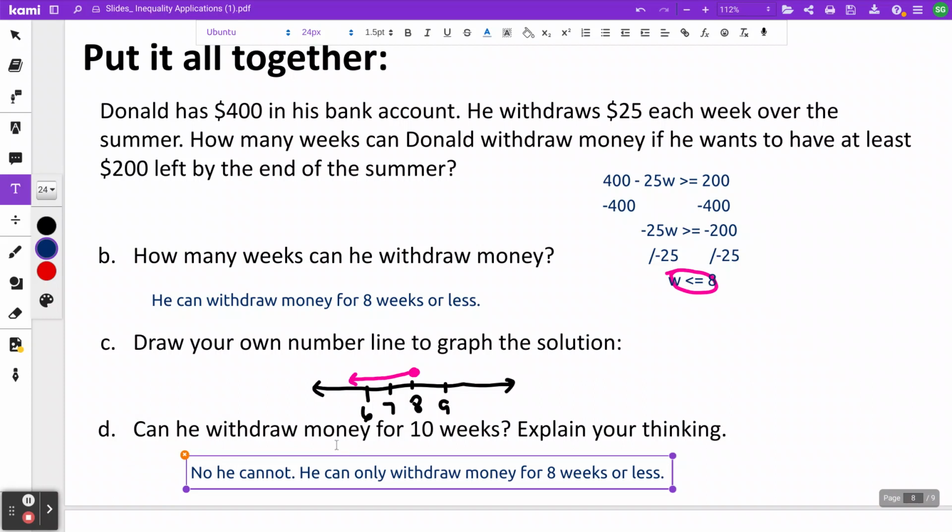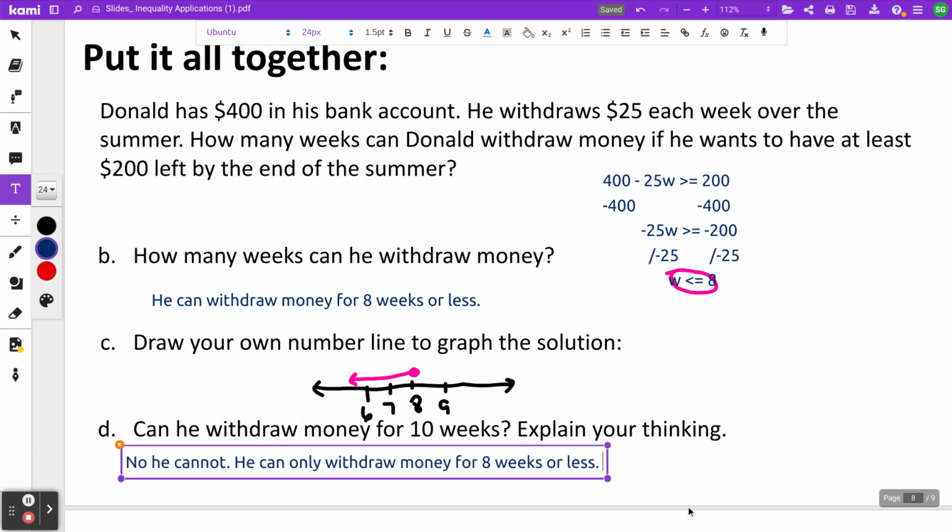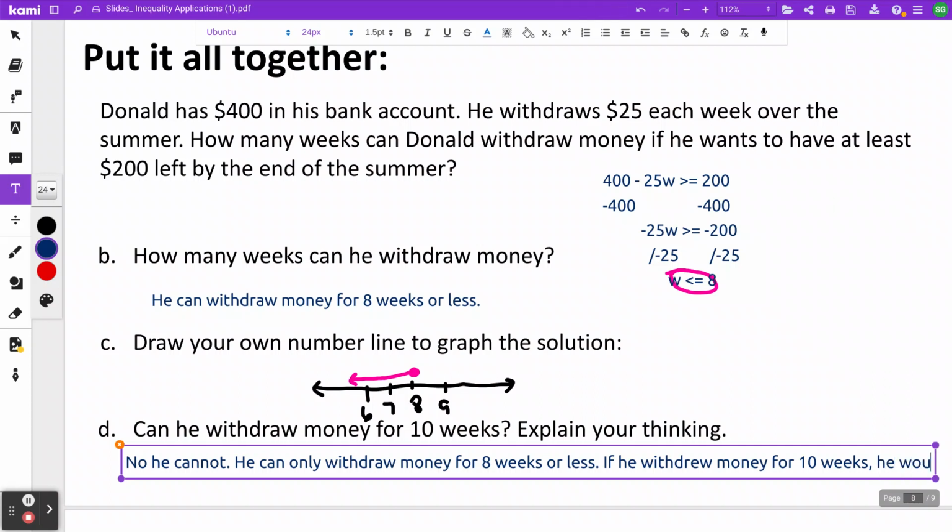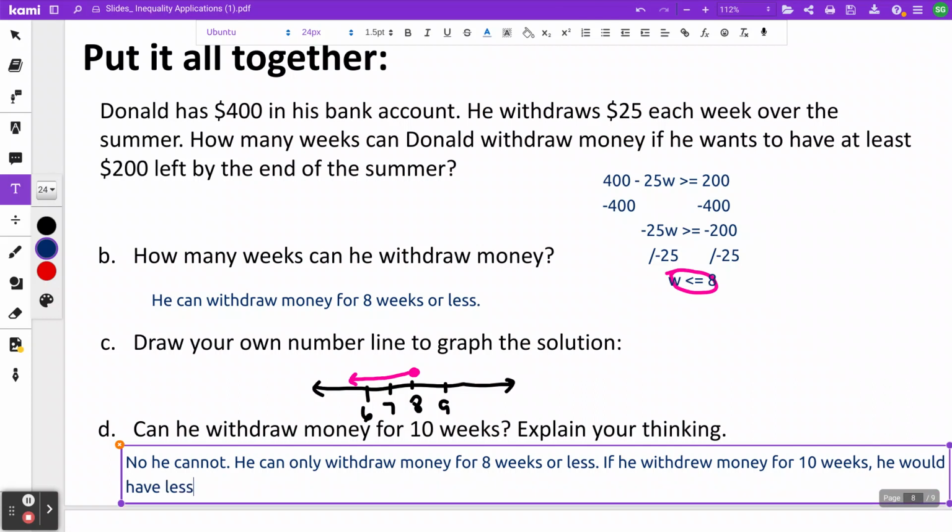You could even take it further, though, and say something like, if he withdrew money for 10 weeks, what would happen if he did that? Like, why is that not okay? Well, his goal is to have at least $200. We said that means 200 or more. And if he did it for 10 weeks, he would have less than $200, which for Donald, that's a problem.